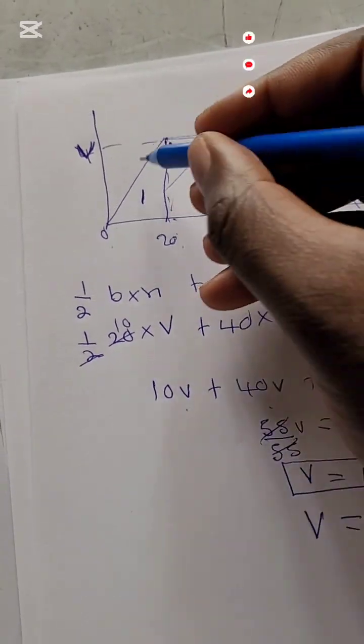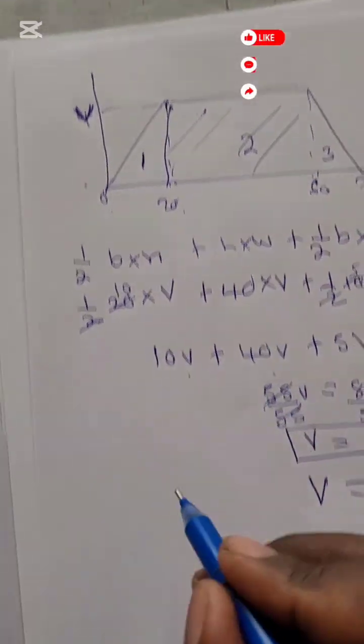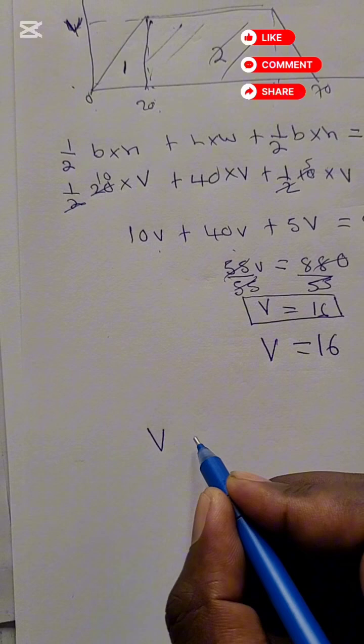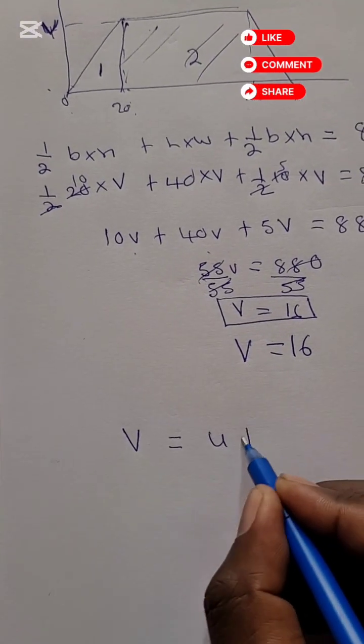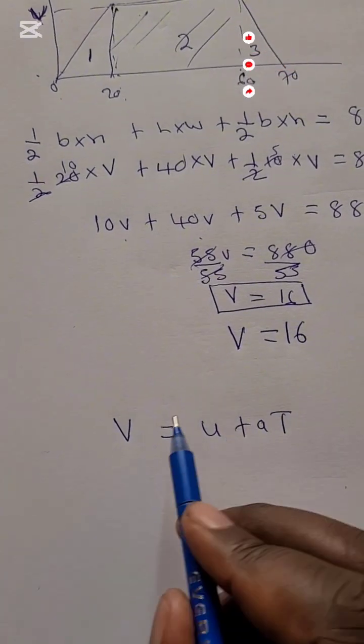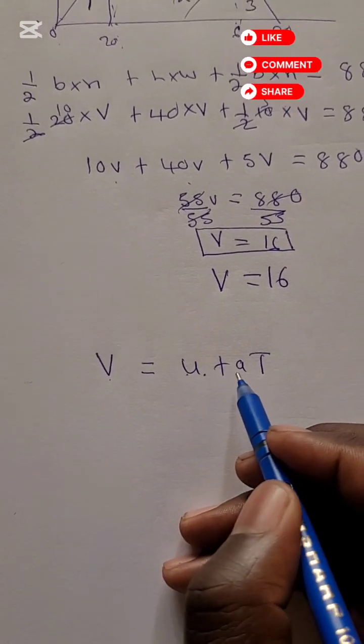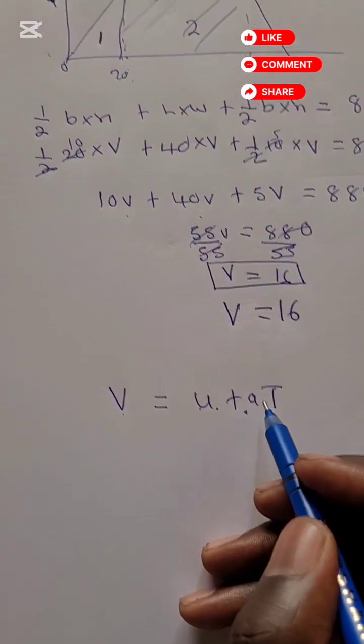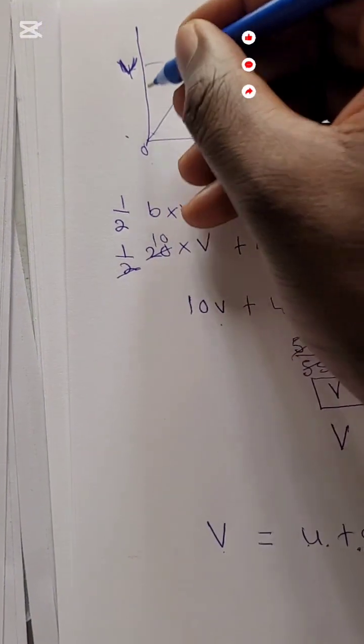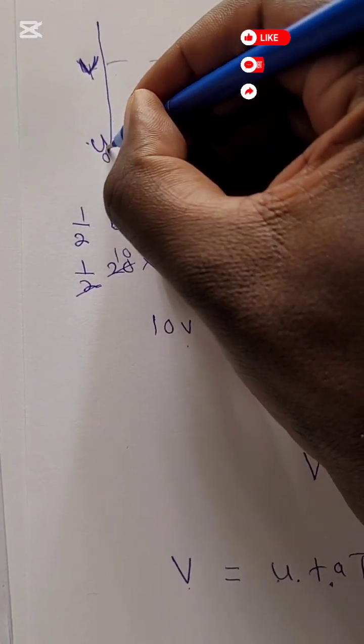Okay, then part B, find the acceleration during the first 20 seconds. So acceleration, this is the first 20 seconds. We have a formula which says V is equal to U plus AT. V is our final velocity, U is the starting point, A is for acceleration, T is for time.